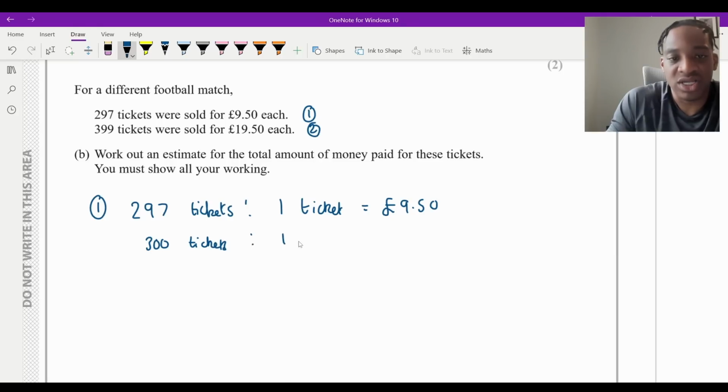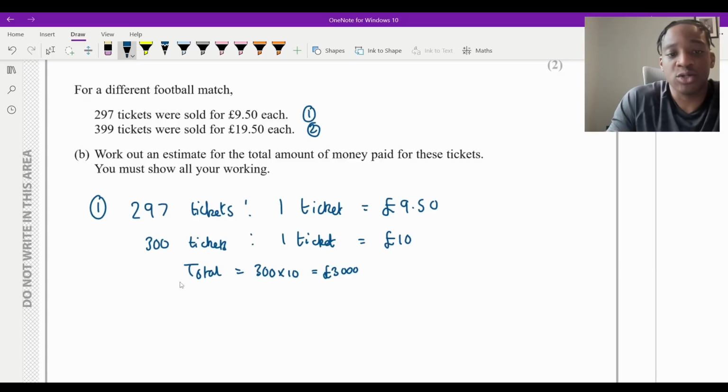And we're going to say that one ticket is just going to cost us £10. Meaning that the total for this one, well, if one ticket is £10 and there's 300, then we just have to multiply the 300 and the 10. So it'll just be 300 times by 10. This is going to equal 3,000, and this would be in pounds, isn't it? So that would be the total cost as an estimate for the number of tickets sold, the amount of money made for the first match.